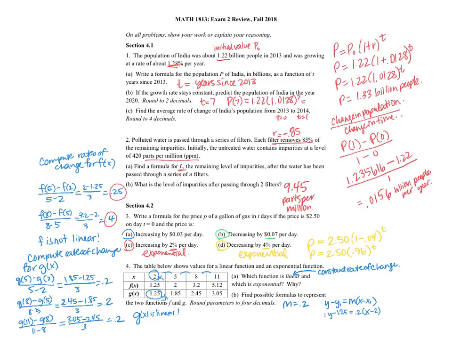I can plug that in, and if I want to write it in slope-intercept form, I'll get y equals 0.2x minus 0.2 times 2, which is 0.4, and then plus 1.25. So if I do 1.25 minus 0.4, I get 0.85. So y equals 0.2x plus 0.85. And maybe I shouldn't have called that y. I want to call that g of x. So that's my formula for g of x: 0.2x plus 0.85.